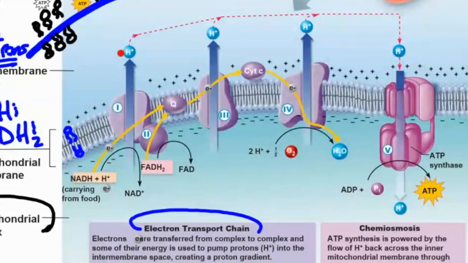Do y'all know what a proton is from A&P1? These days, a lot of people come from A&P1 and they forget a proton is another name for a hydrogen ion. So on your handout, A is correct also.